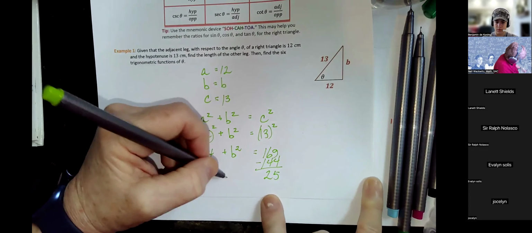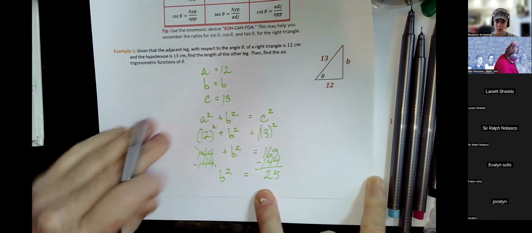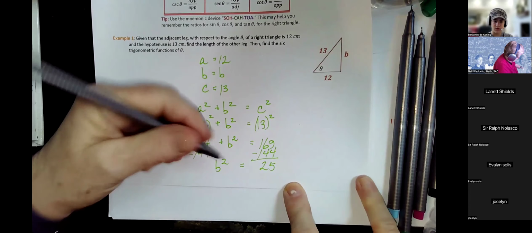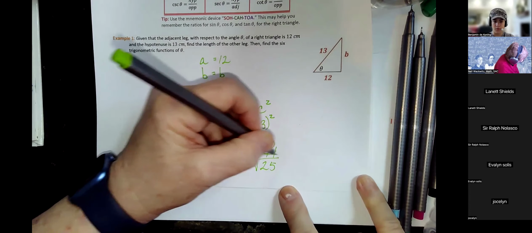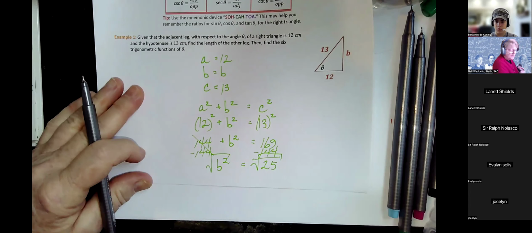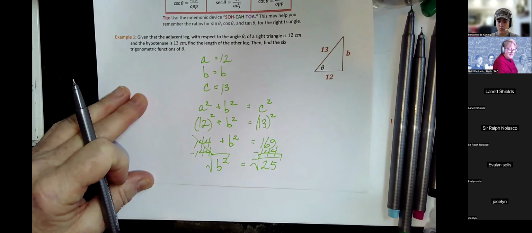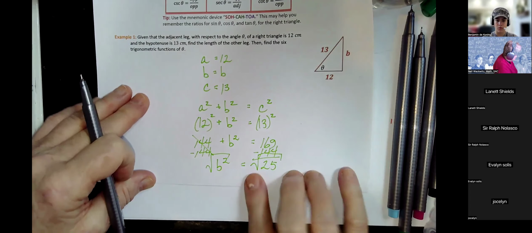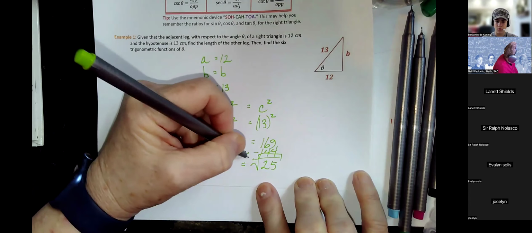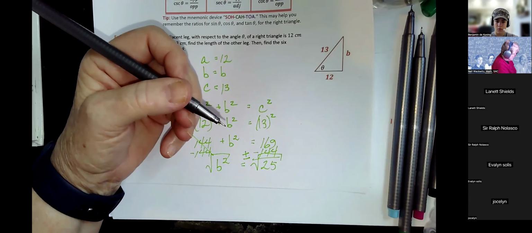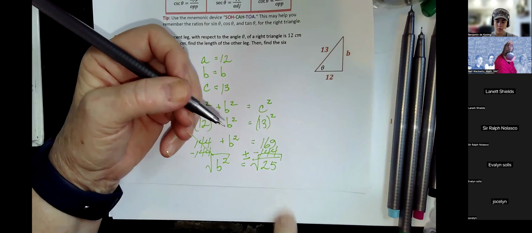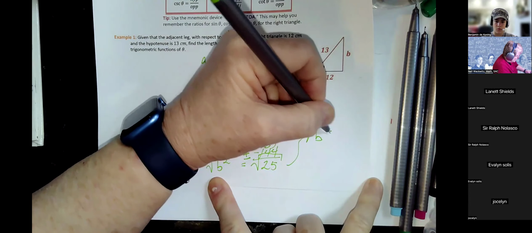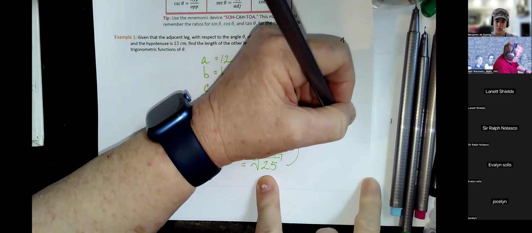25. So if B squared is 25, how can I find B? Square root of 25 is 5. Yeah, and there's one extra step that I want you to take. To get to B, I've got to take the square root of both sides. And that means that at least for half a second, there's a plus or minus in front of the square root of 25. Then the square root of B squared is B. Square root of 25 is 5.